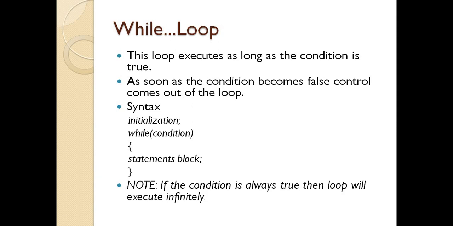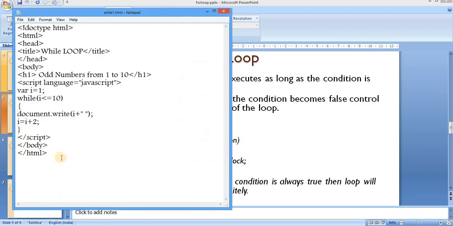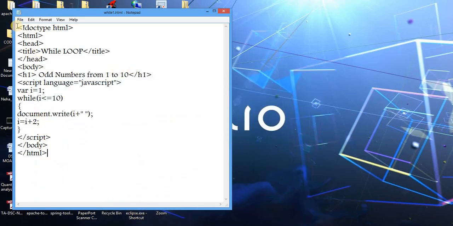Okay, so we will see one example related to while. We will see a similar example. Here we are going to print odd numbers using while. So H1: odd numbers from 1 to 10. Script language equals JavaScript, where I equals 1. This is our initializing statement. Initializing happens before your loop. And this over here is the condition.